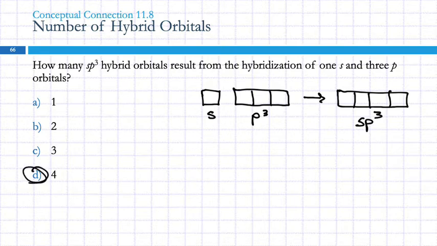So that 3p orbitals, that 3 refers to the electrons, or I should have just put p there. So this 3 tells me that there's 3 p orbitals. That we took all 3 of them. Because we're going to see in a minute that you can also take the s and just 2 of the p's, or the s and 1 of the p orbitals.